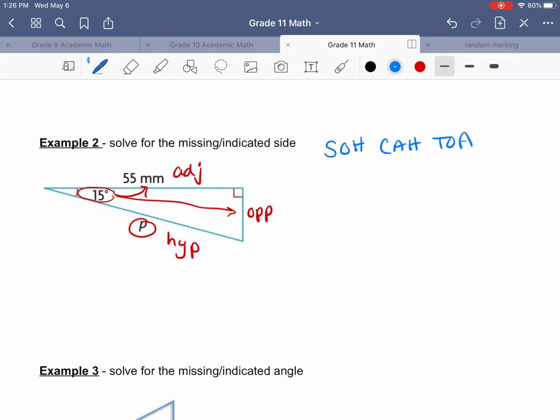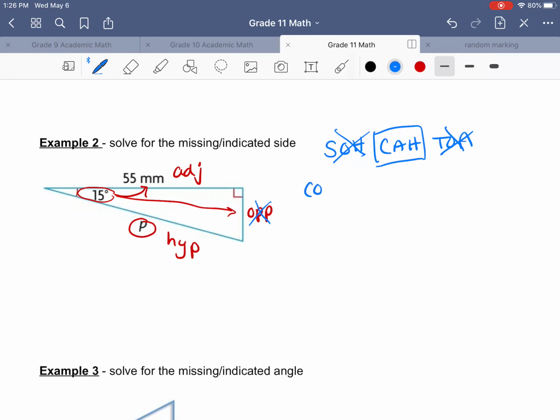And you can see that we are not given the opposite side and we are not asked to find it. So we are just going to cross that out. We're not going to be working with that. So that means we're not working with anything that has the opposite side. So we're going to be working with the cos primary trig ratio, so CA.